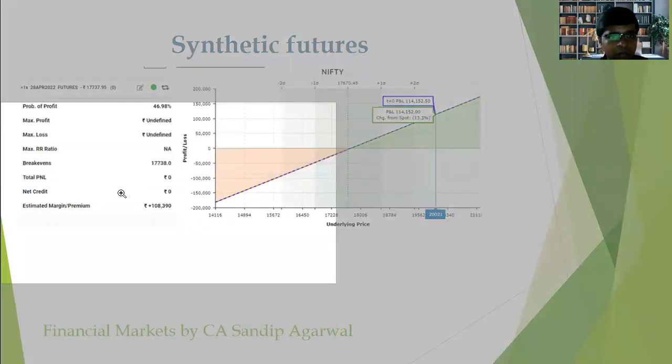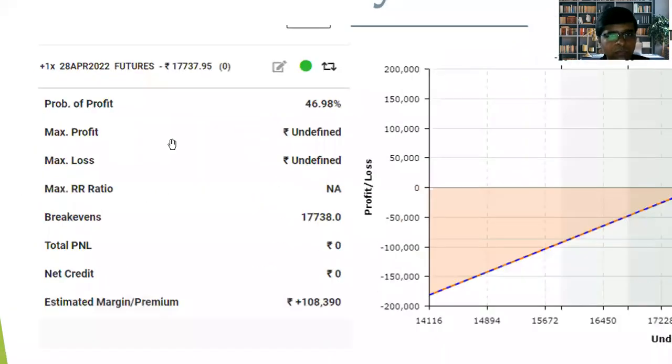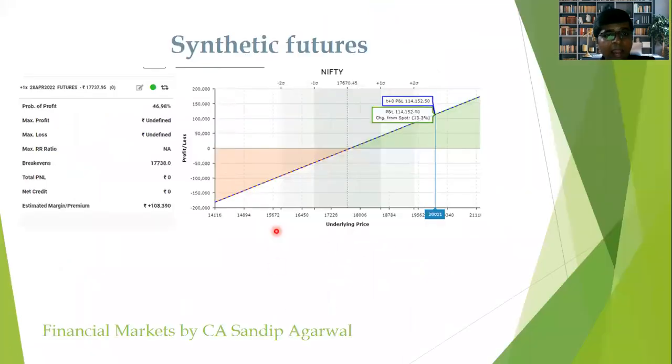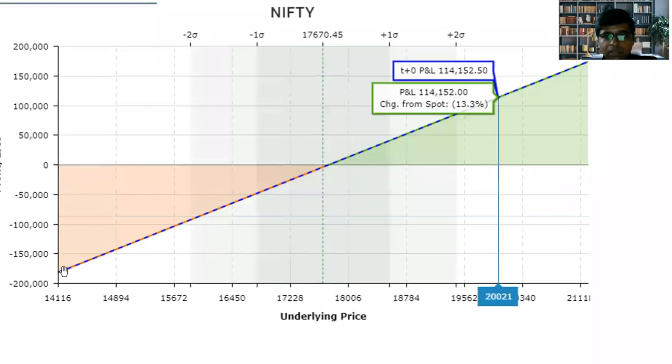Now, if we refer to this example, we can see in this case the person has basically bought a futures of the April 22 Nifty contract at 7,737. The probability of profit is around 47%. The break-even level is 7,738, and the estimated margin which is required to be kept with the broker is around 1,08,000. And on the right-hand side of this slide, there is a payoff graph. You can see the payoff graph looks like this.